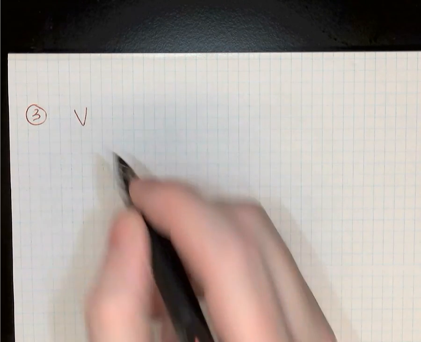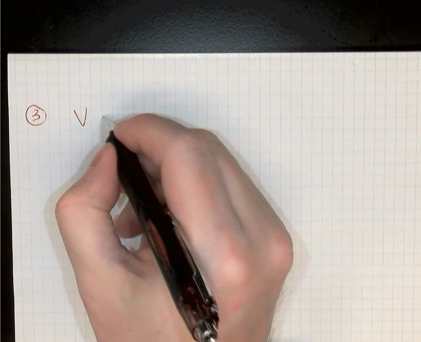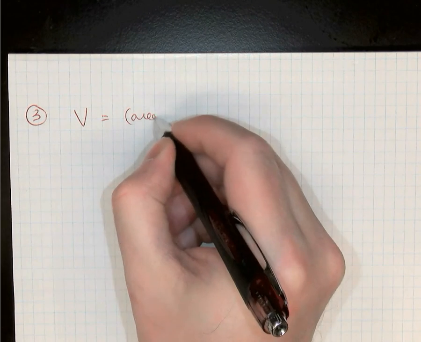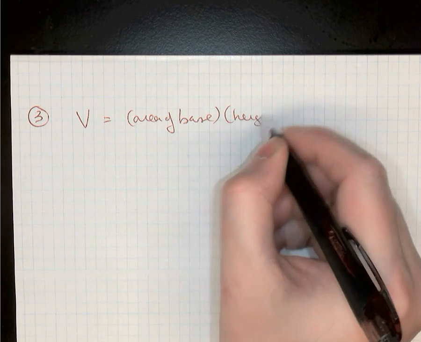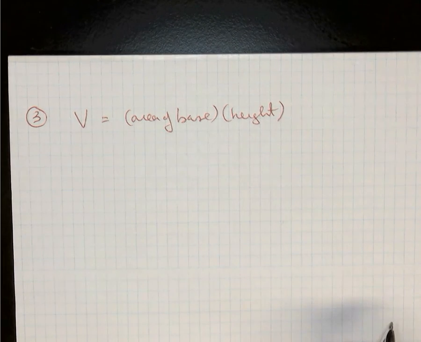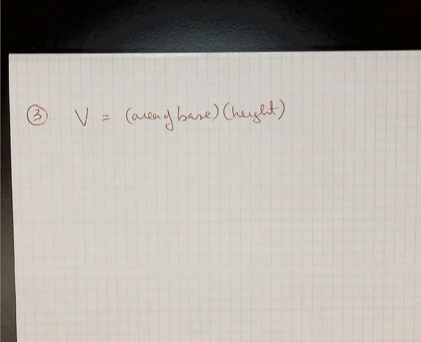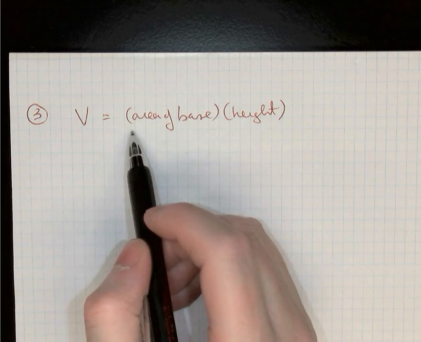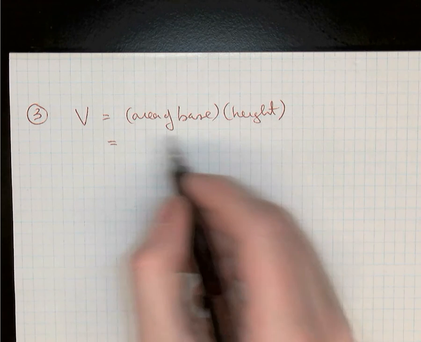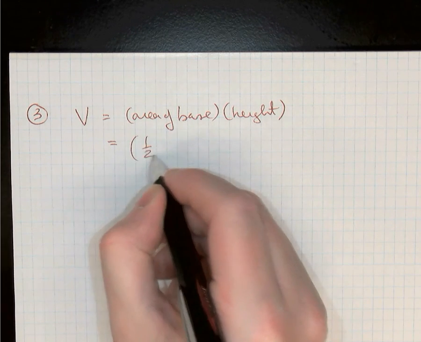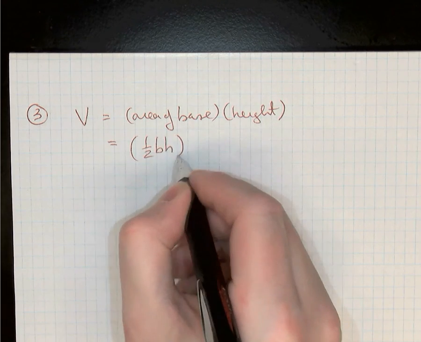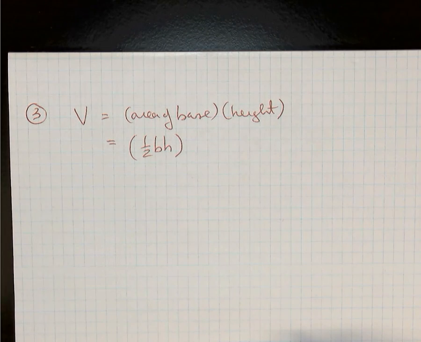The volume of a prism is equal to the area of the base times the height. Okay, there's the basic formula for any kind of regular solid. So now the area of this base was that triangle. So the triangle here would be 1/2 times its base times its height. That's the formula for area of a triangle.